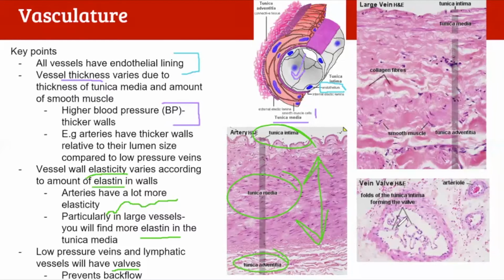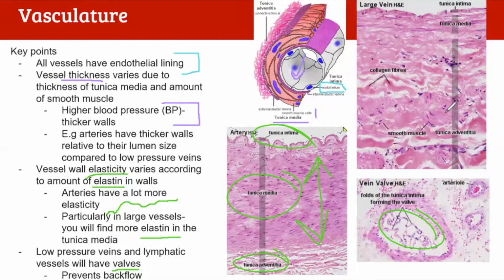In this vein, you can kind of see what the valve looks like, which I thought was quite interesting. There's an arteriole there for you to look at. Again, tunica intima, media, adventitia. Remember, there's an endothelial lining. You've got some collagen fibers here and some smooth muscle as well.